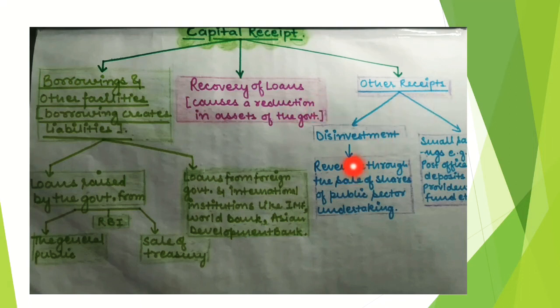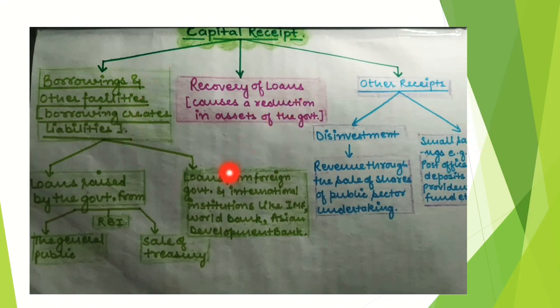Now, other receipts in the form of disinvestment. What is this disinvestment? When the government sells its undertaking, okay, to other parties, then it gets some money in return. So that money is in the form of disinvestment. Then small savings that we make in post office, in provident fund, etc., also go to the government, and the government has to repay it.